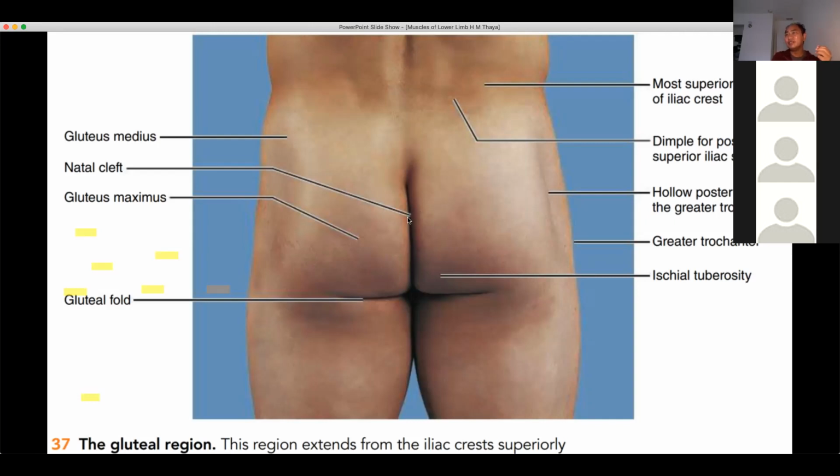And the natal cleft, and this buttock is made of gluteus maximus. The natal cleft is here in between the two buttocks, the intergluteal cleft. These are a few important terminologies which will be useful when you are communicating with another healthcare person. Let's say you are a doctor speaking to a surgeon about a penetrating wound: the wound is about 2 centimeters below the gluteal fold. The person on the other side will understand you.